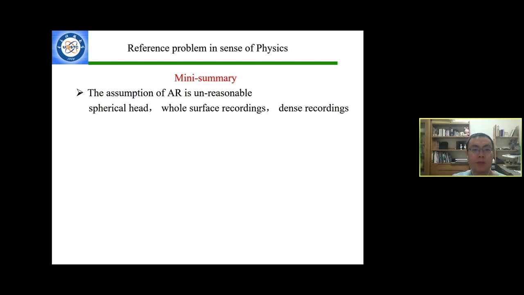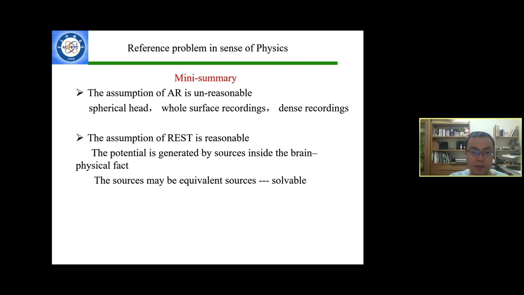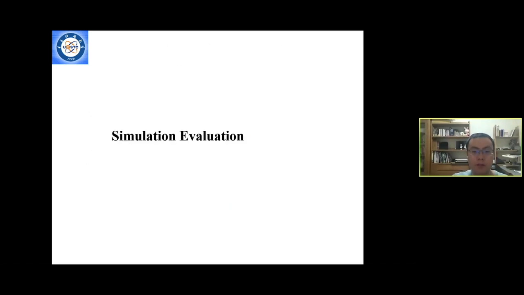Now I will give a mini summary of this section. First, the assumptions of AR are unreasonable, because of the spherical head, the whole surface recordings and the dense recordings. The assumptions of REST are reasonable. That means the potential is generated by sources inside the brain, and that is a physical fact. And the sources may be equivalent sources, and that is solvable. At last, REST is more physically reasonable.